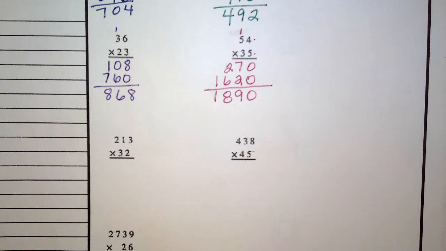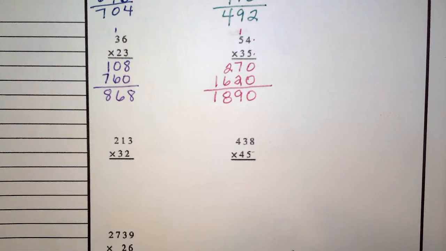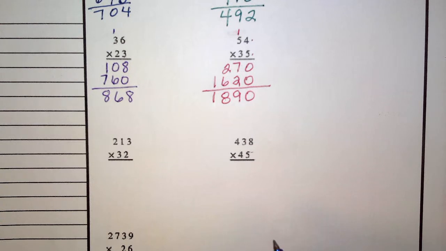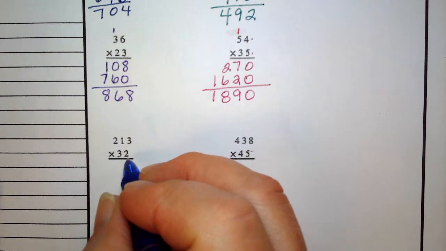Okay, at this time, pause the video and see if you can start the next one on your own. Pause the video now. Yeah, I do hope you tried. Even though this is 3 digits, it's no different from what we were doing before, except now we'll have one more row. Still do it the same way.